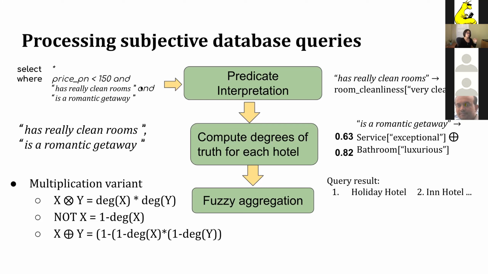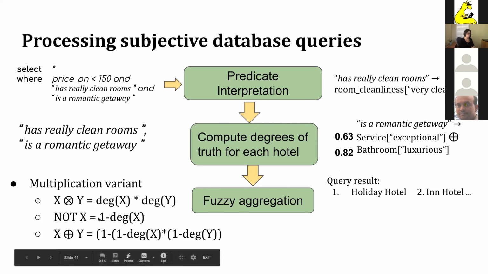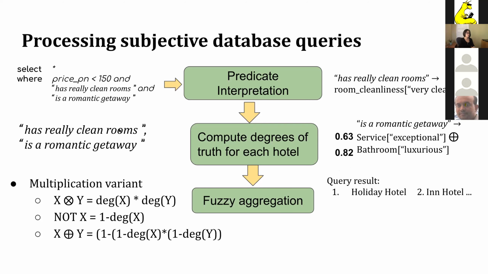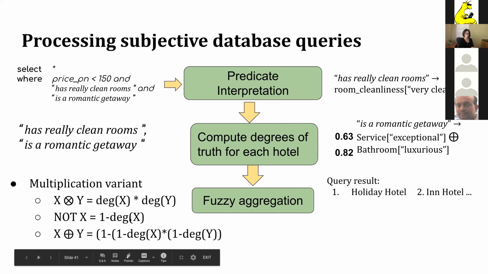Now we need to remember the original query asked for has really clean rooms and is a romantic getaway. So we need to combine all these interpretations together to form a final score for this hotel. To do this, we use a variant of fuzzy logic, whose rules are shown here. For conjunction, we take the multiplication of the degrees of truth. For negation, we take 1 minus the degree of truth. And for disjunction, we use the standard formula, which is 1 minus (1 minus degree of x) times (1 minus degree of y).